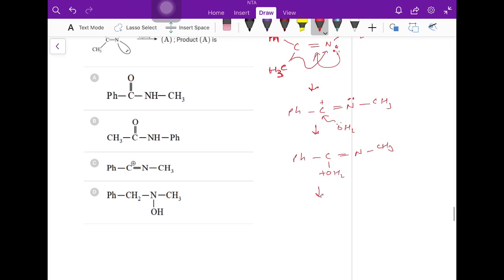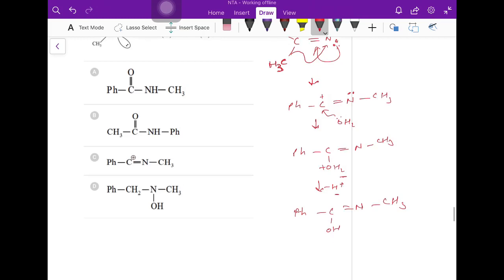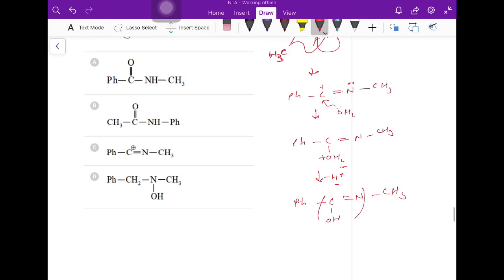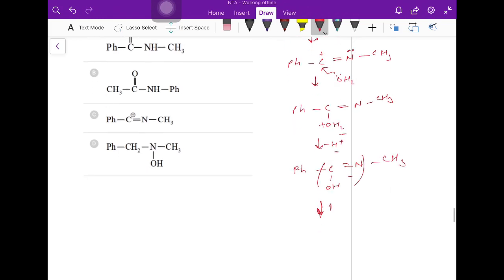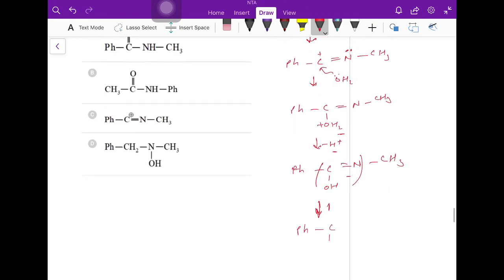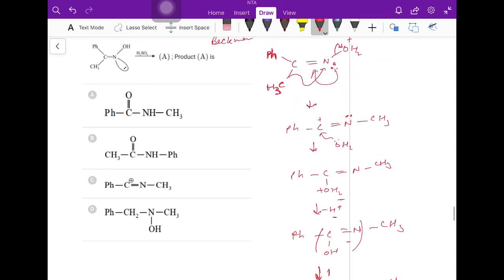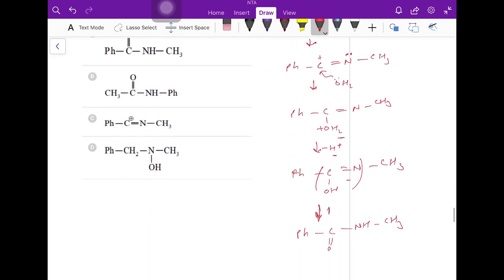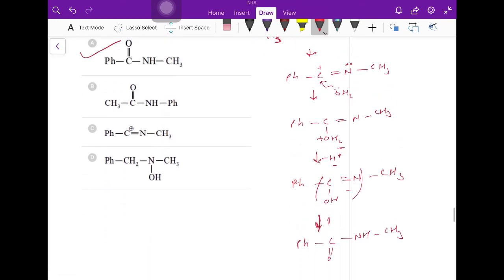Then this will lose one hydrogen. Loss or gain occurs every time, so you do not need to think much for this. And then this will form the enol, and this will form the given amide product, NHCH3. So PhCONHCH3 is the correct answer. So A is the correct answer we got.